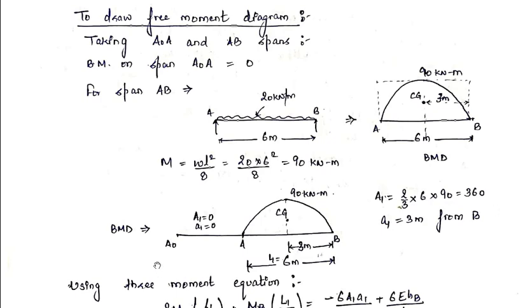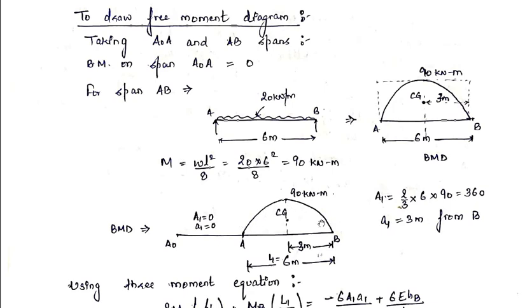Now let's draw the complete free bending moment diagram for the spans A0A and AB. Here the bending moment is 0, so there will be no diagram. In span AB, we have the same bending moment diagram, so this is 90 and this is 6 meters. Now in the formula we will need two values, A1 and small a1. Capital A1 is the area of the free bending moment diagram between A0 and A. Since there is no bending moment diagram, the value of capital A1 will be 0, and therefore there will be no small a1.